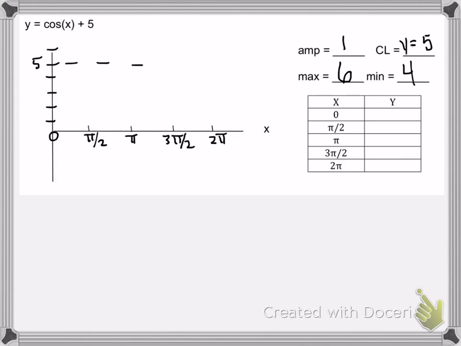So I'm going to draw in a dotted line at my center line to make sure that I'm always coming back to it. So since it's a positive cosine, again, I start at the max, center line, min, center line, max.